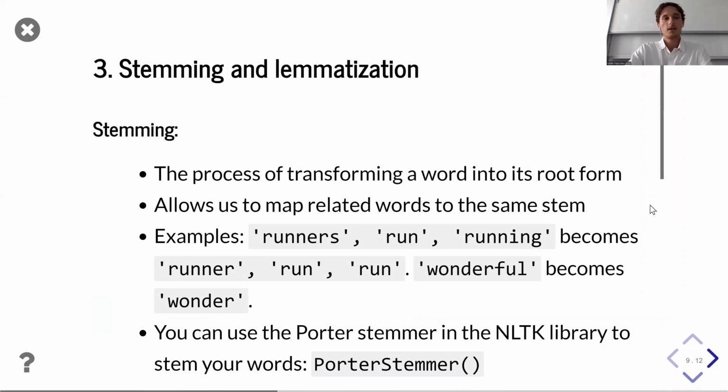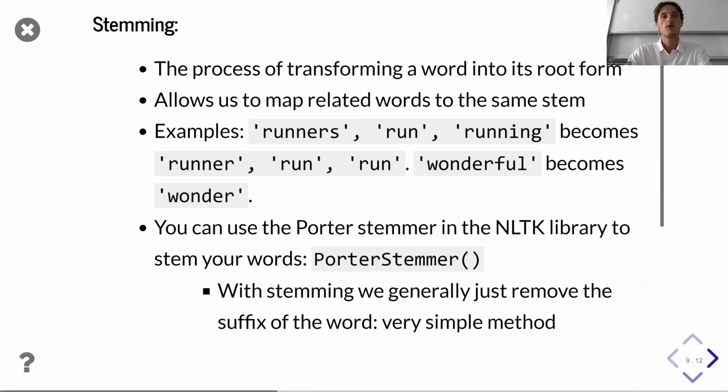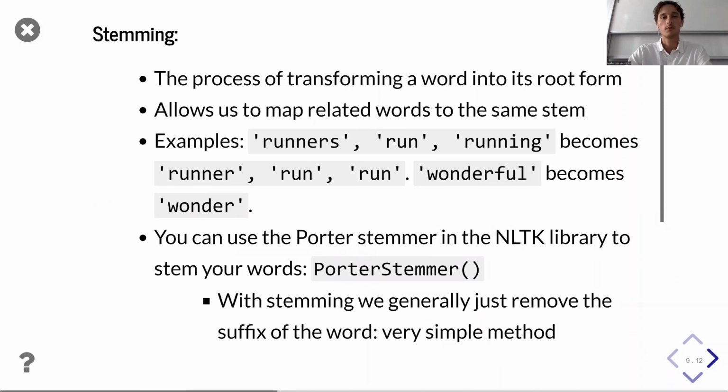So a third step in pre-processing is stemming and lemmatization. First, stemming. Stemming is the process of transforming a word into its root form. This will allow us to map related words to the same stem, and why is that important? Examples are if we have runners, running, it will become runner, run, and if we have wonderful, it becomes wonder.